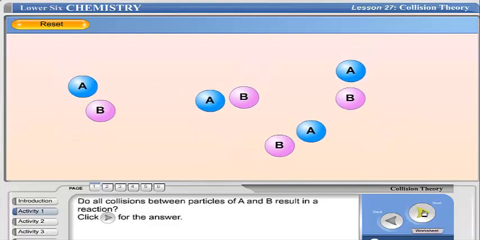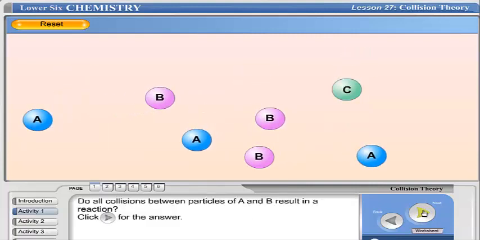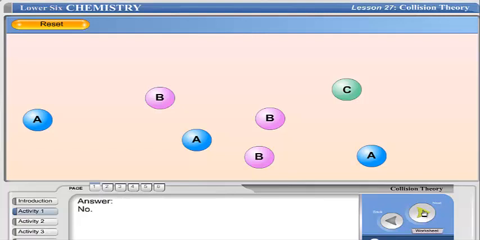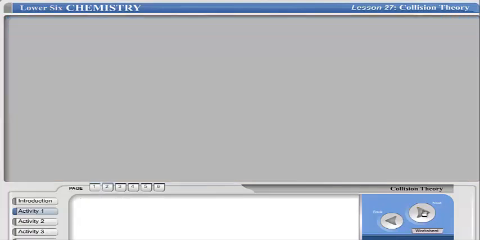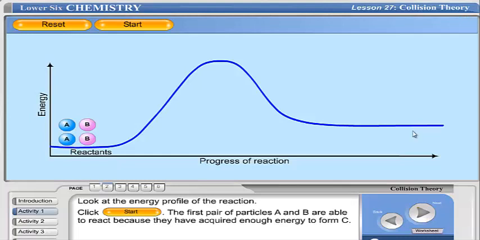Do all collisions between particles of A and B result in a reaction? Click Next for the answer. Answer: no. Look at the energy profile of the reaction. Click the Start button. The first pair of particles, A and B, are able to react because they have acquired enough energy to form C.